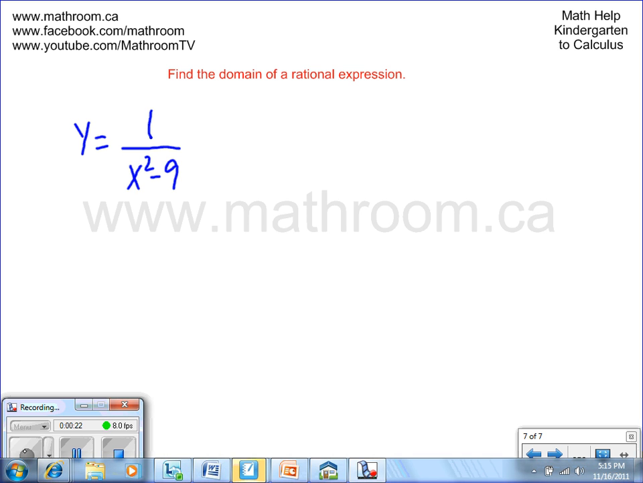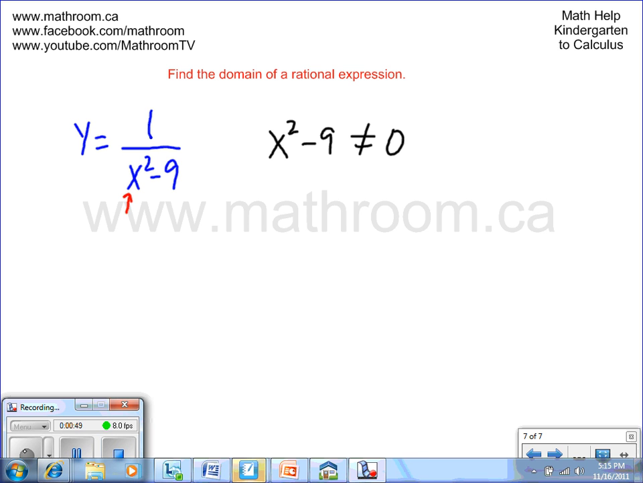Anything we put into x here cannot make the denominator 0. Because if the denominator is 0, then the expression y equals 1 over x squared minus 9 is undefined. So let's start with that as a starting point. x squared minus 9, which is the denominator, cannot be 0. Okay, now let's find out what values of x will make the denominator 0, and we can take those out of the domain.